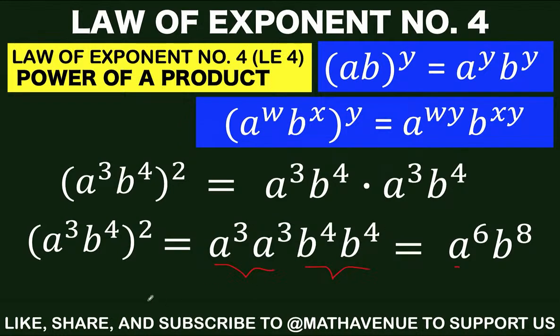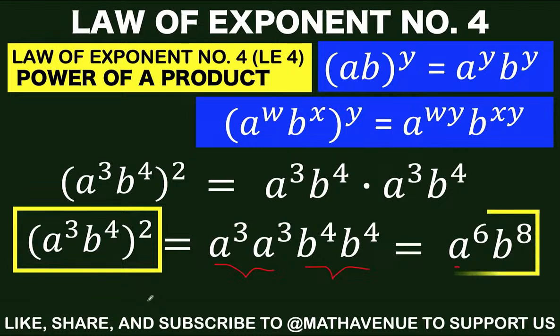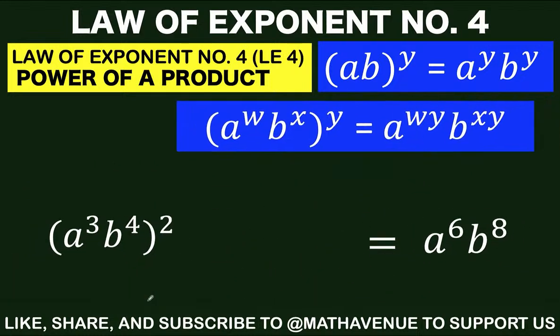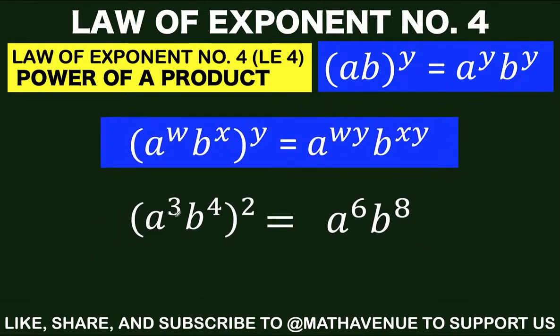Then again, the motivation is, from this given, how can we arrive at the answer without passing through the intermediate steps? And the answer is, you just multiply this 3 by the outside exponent 2 to get 6, multiply 4 and this 2 to get 8. And that is law of exponent number 4.